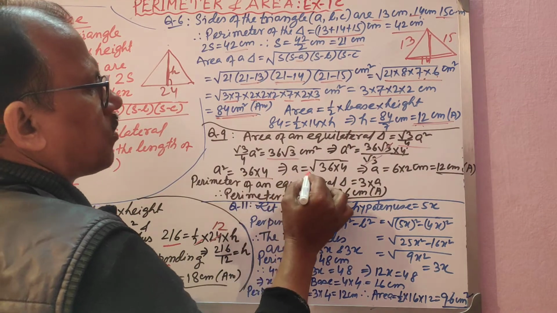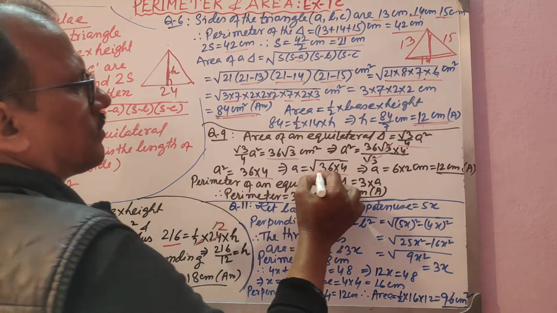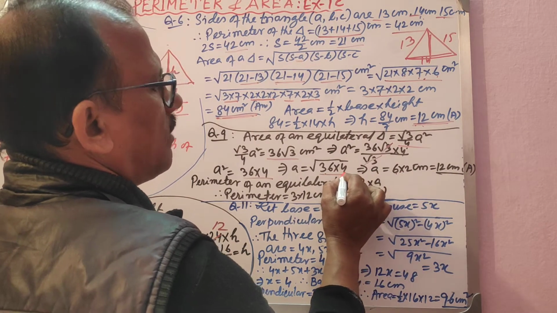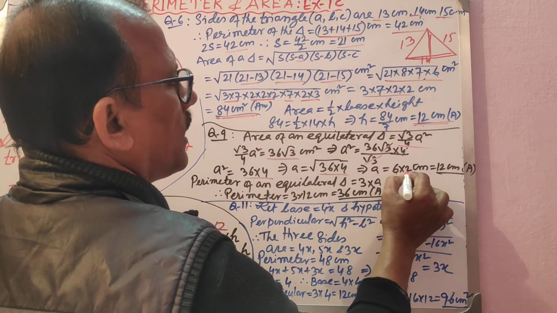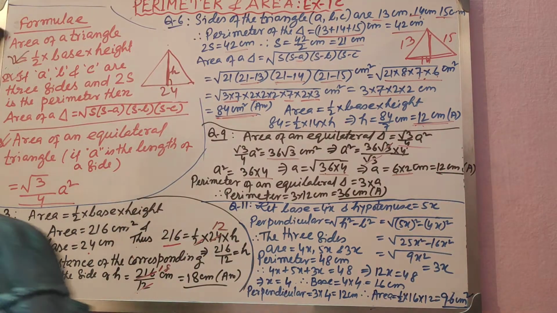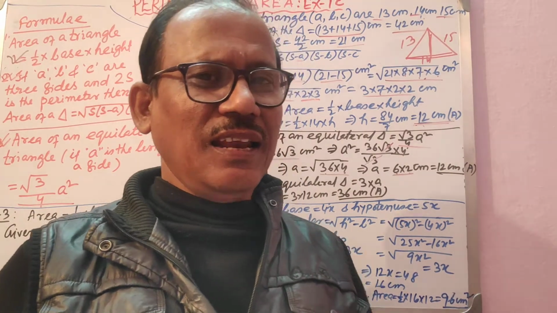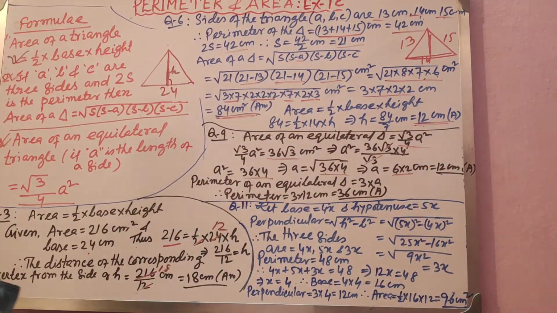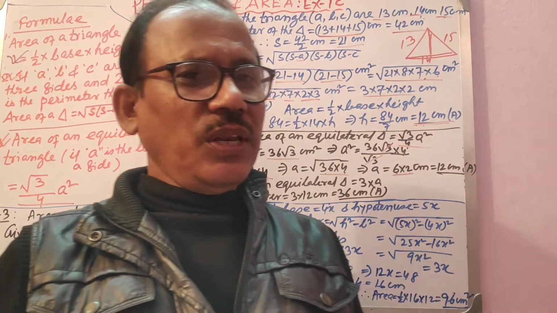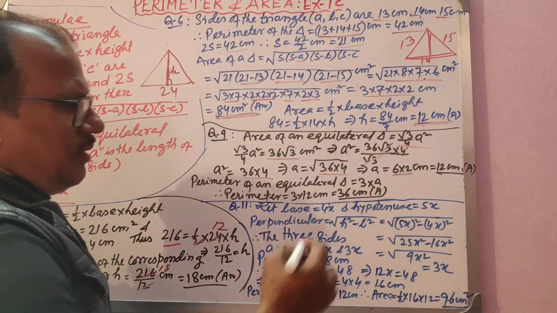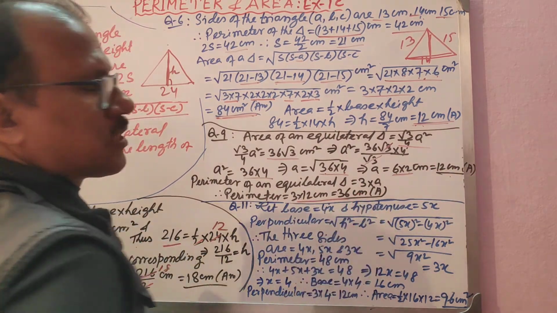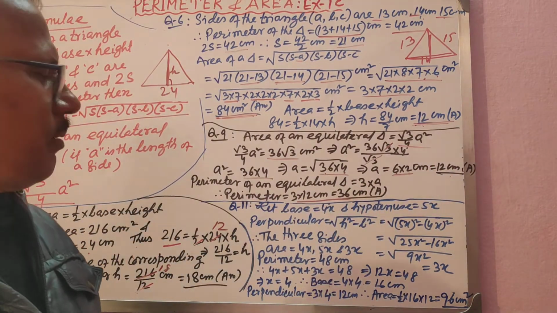So a will become what? Root over of 36 into 4. 6 square is 36 and 2 square is 4. So a will be 6 into 2 centimeter, that is 12 centimeter. So each side of that equilateral triangle is 12 centimeter. What will be the perimeter of that? What is the formula for the perimeter of an equilateral triangle? 3 into a, 3 into side. 3 into 12, that is 36 centimeter. I hope you have understood it.